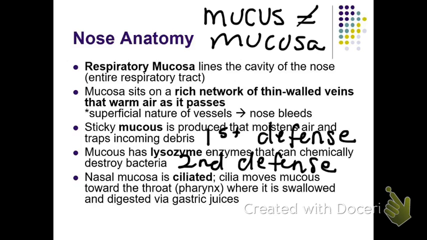And then the nasal mucosa are ciliated, or also kind of like these small hairs that move the mucus toward the throat, where it can be swallowed and digested. Think of situations where you have postnasal drip and mucus accumulating during flu and cold season, so that it can be swallowed and digested via gastric juices.